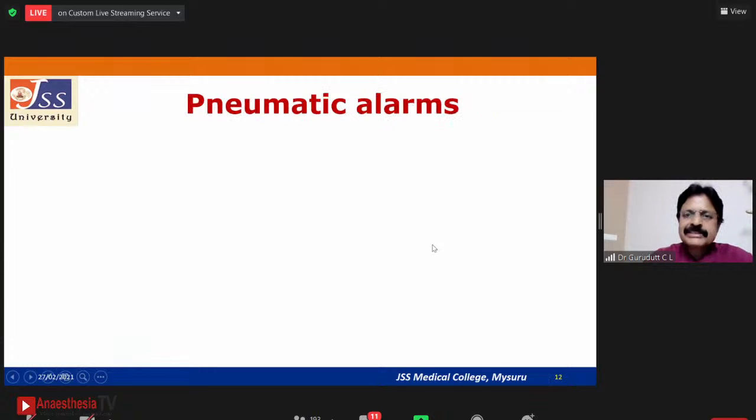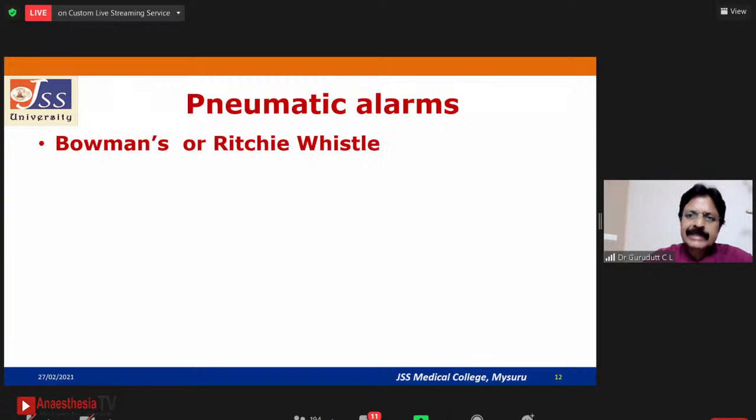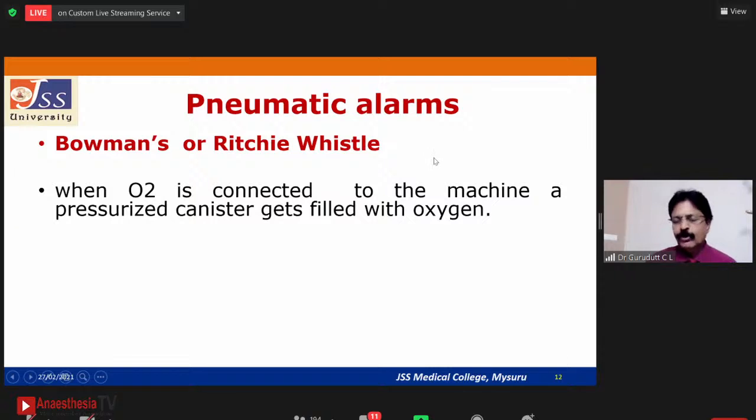In the older machines, pneumatic alarms were there. These pneumatic alarms were called the Bowman's whistle or the Ritchie whistle. Many of the anesthesiologists who have worked with the older machines have seen these Ritchie whistles. I have also gone through these Ritchie whistles, especially when we had Mark III or even Boyle Basic; they had these Ritchie whistles.